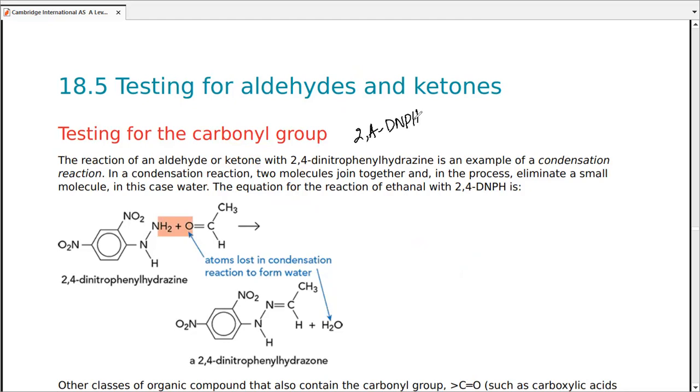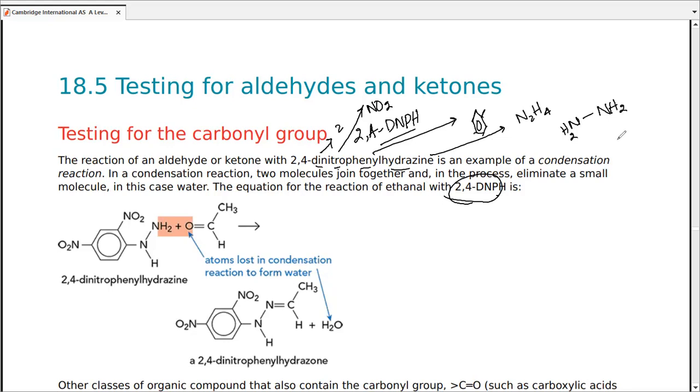2,4-DNPH as the abbreviation, which is also written over here. By the way, it's dinitrophenylhydrazine. Now, let me clarify. Di means two. Nitro is for the NO2 group in organic chemistry. Phenyl is the benzene ring, which then has one place available for a bond. And hydrazine is N2H4, basically, which is a single bond between two NH2 groups. This is what we commonly call hydrazine. This whole formula comes out like this.